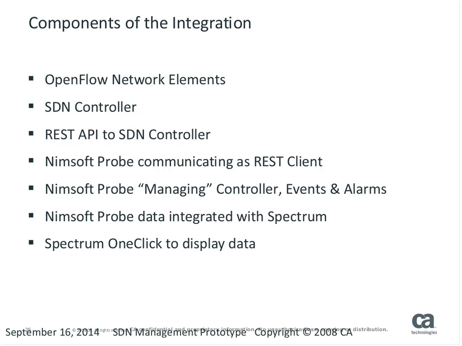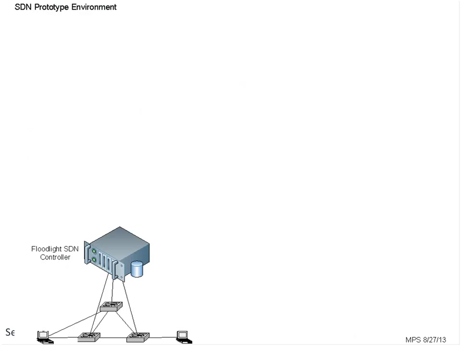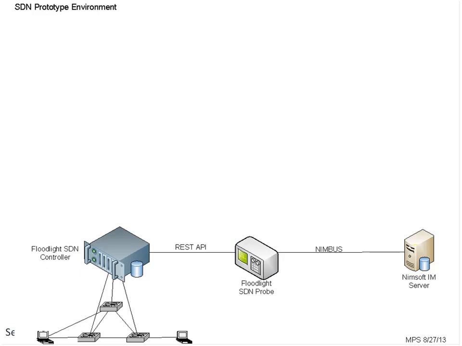And through that, we developed a probe, and we're able to manage the controller and some of the key performance metrics of that controller. So here's what it looked like. At the bottom left, you'll see some simple SDN-enabled switches, and above it, you'll see the Floodlight SDN controller. Again, this is a freely available open source controller that is used for SDN and OpenFlow.